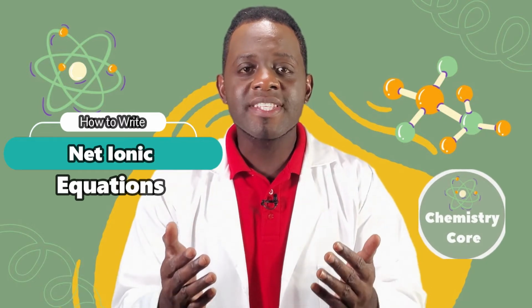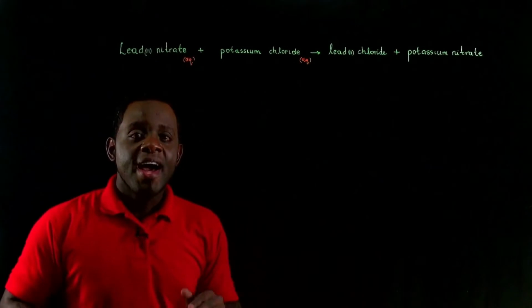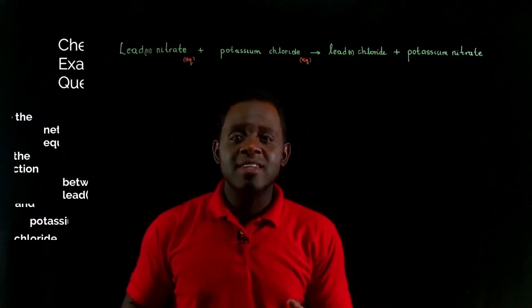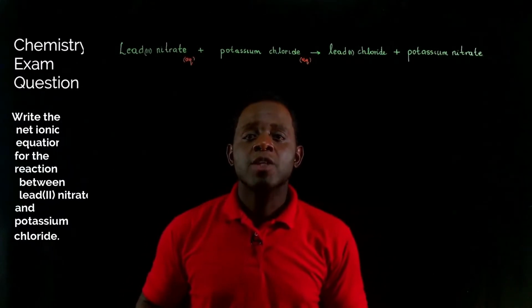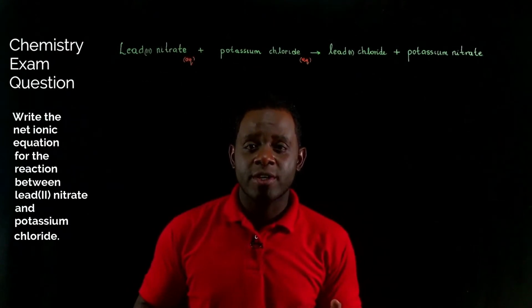Let's solve this chemistry exam style question together. After rewriting this word equation as a balanced chemical equation, we will then use 3 steps to set out the solution for the net ionic equation.